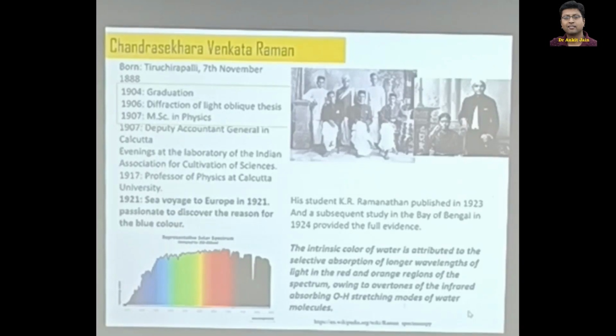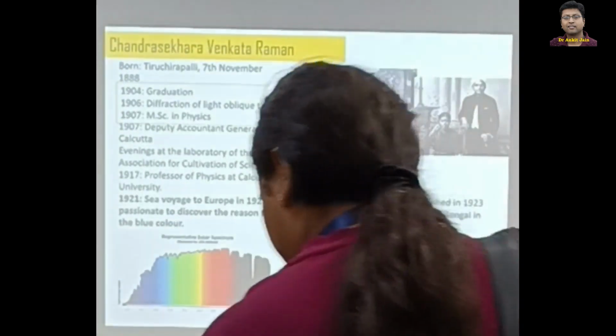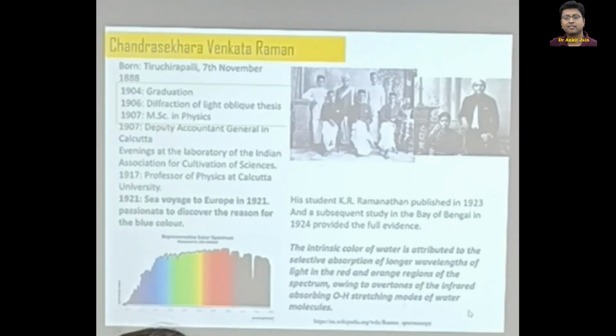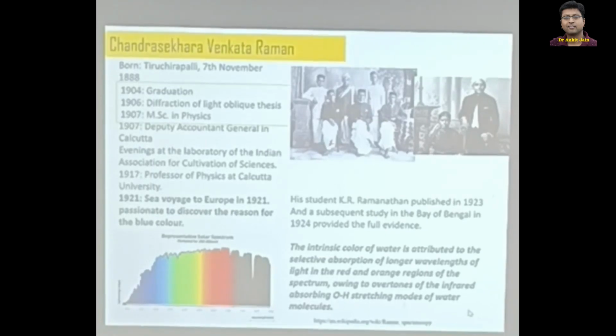They came to a conclusion that water absorbs the higher wavelength spectrum, that is red and orange, due to the absorbing band of the OH stretching bonds in water. H2O, that means it has OH stretching bonds. So that is where absorption takes place. Hence, it gives a blue or bluish or greenish color depending upon where the water is.